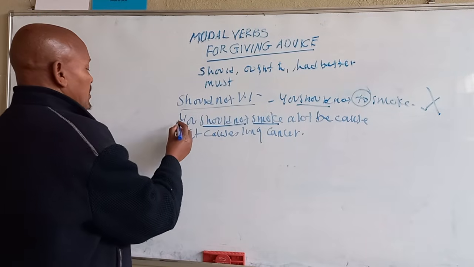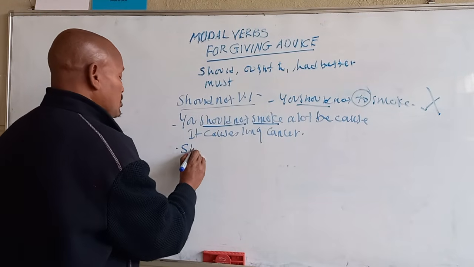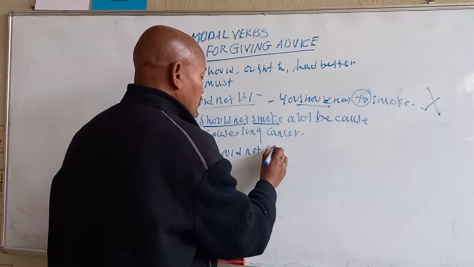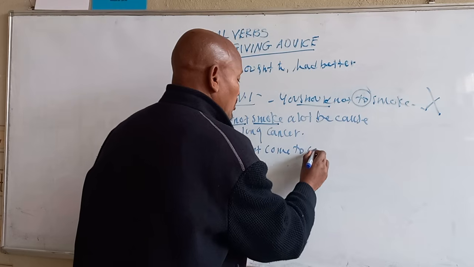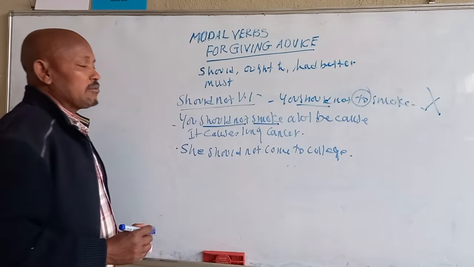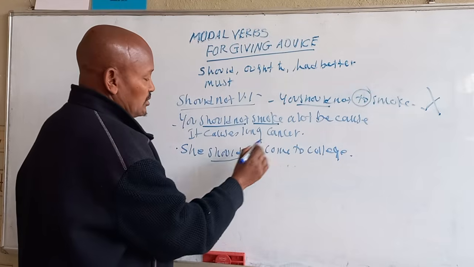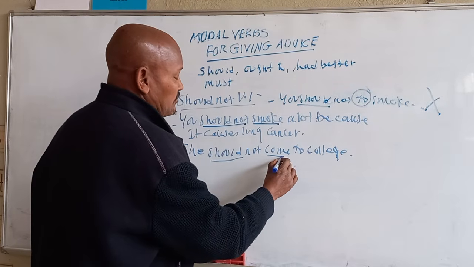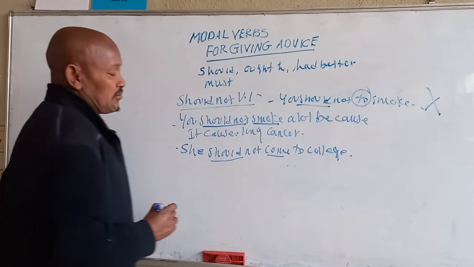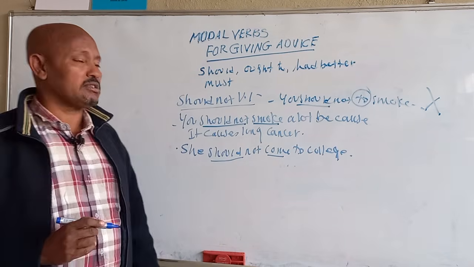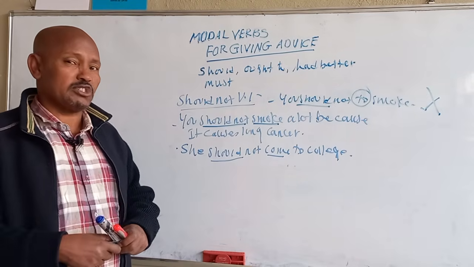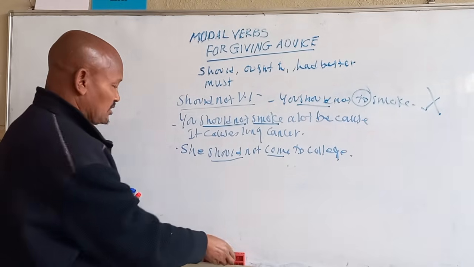The other example here is: she should not come to college late. Should not plus base verb, or an infinitive verb without to. So this is meaningful: she should not come to school, to college, late, all right? This is the correct approach for should and its negative form, should not.